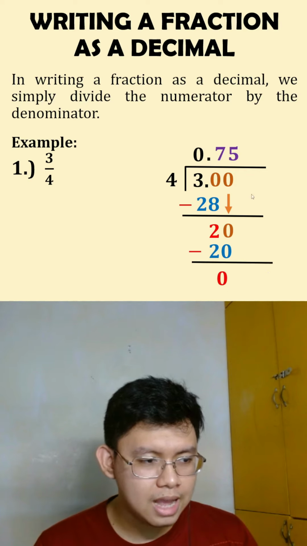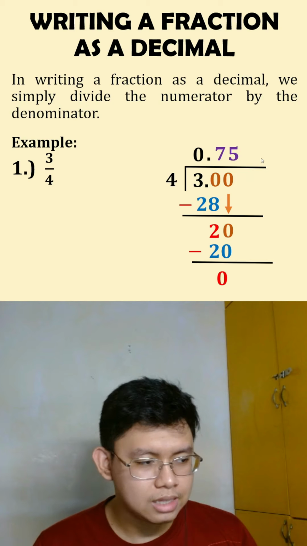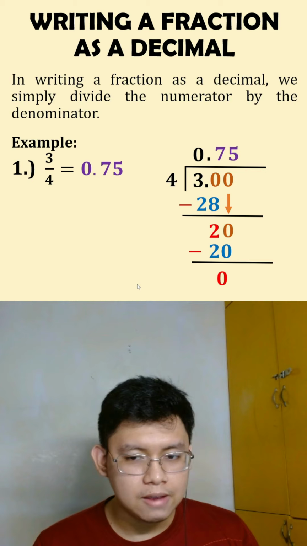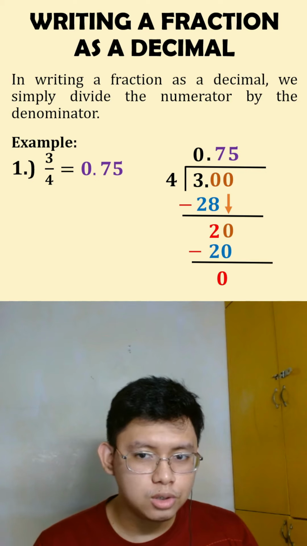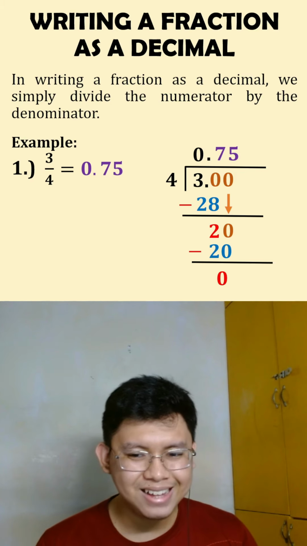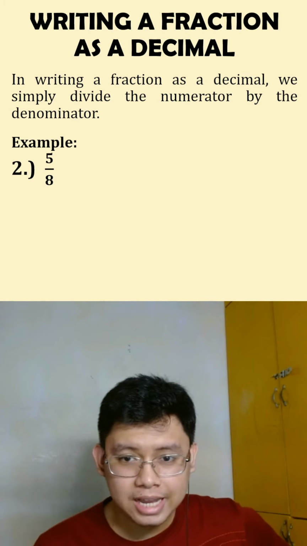So, yung decimal natin, kukunin natin yung nasa taas. So, that will give us 0.75. And that will be the conversion of our fraction 3 over 4 to decimal. And that's it. Ta-da! Alright, let's have our second example.